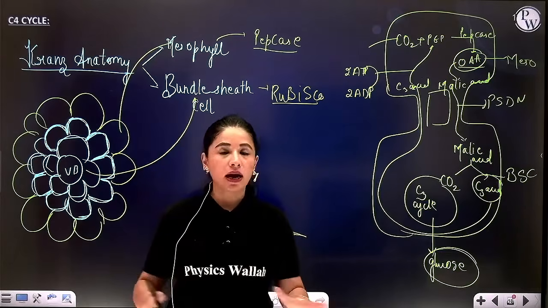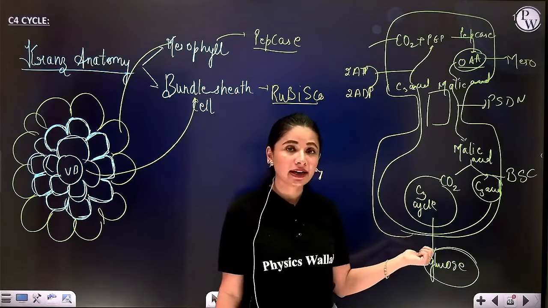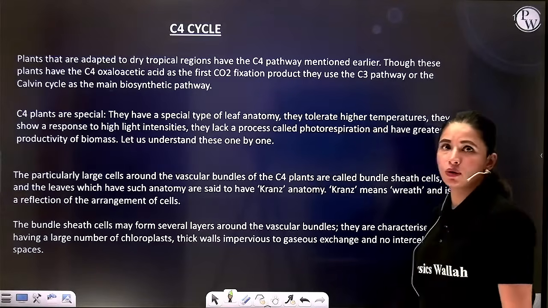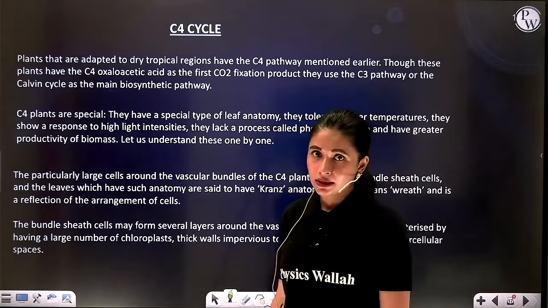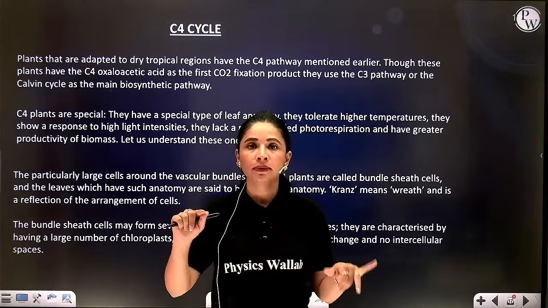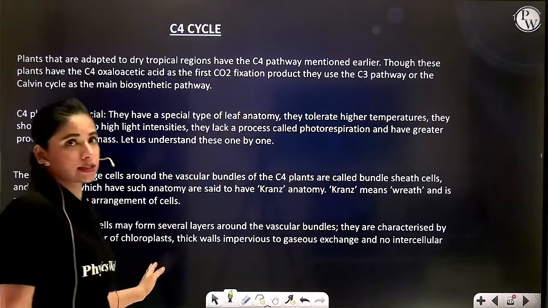So C4 plants do not show photorespiration, because inside their bundle sheath cells the concentration of CO2 is always maintained high. Some examples of C4 plants are maize, sorghum, sugarcane, etc.